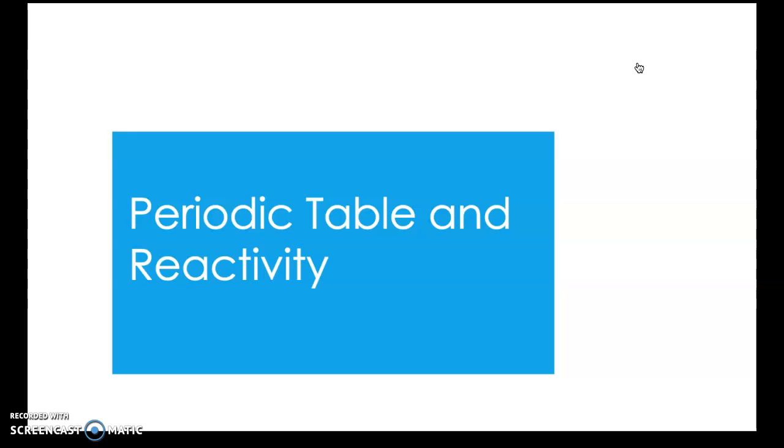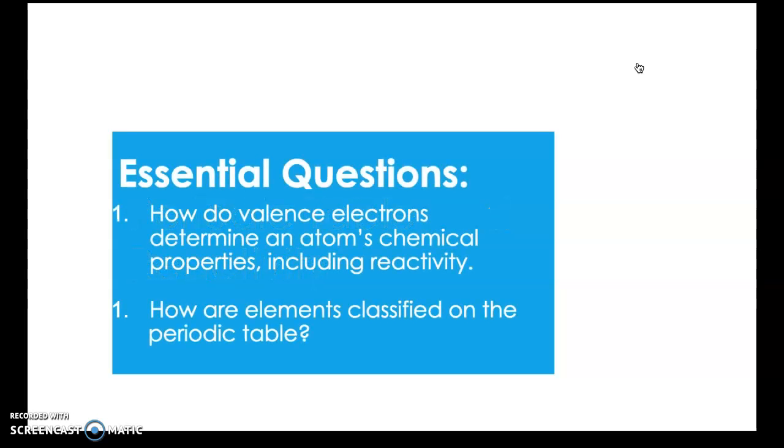So we've talked a lot about the periodic table already. Yesterday we talked about who formed the periodic table or who we credit for it, how he formed it, and why he formed it that way. We learned that Dmitri Mendeleev was very obsessive with his study of the periodic table, and that's ultimately what led to his success. Today we're going to be answering the questions: how do valence electrons determine an atom's chemical properties, including reactivity?